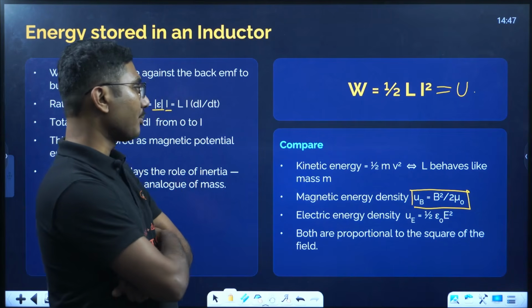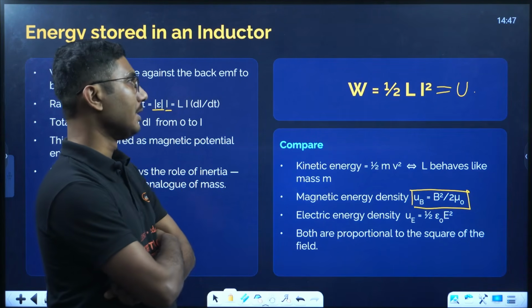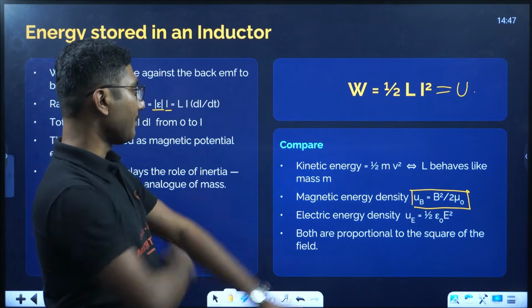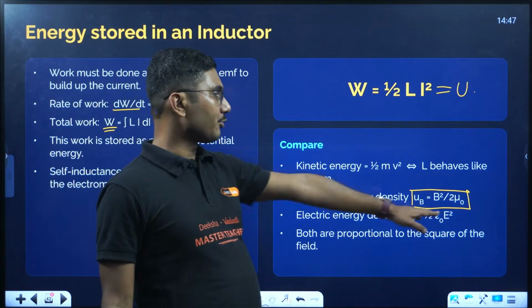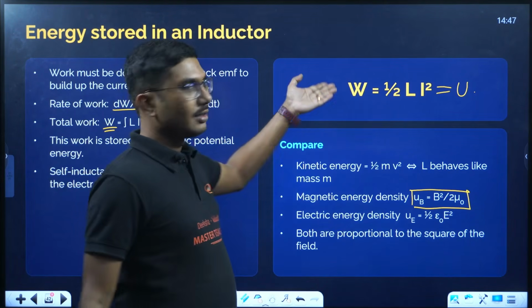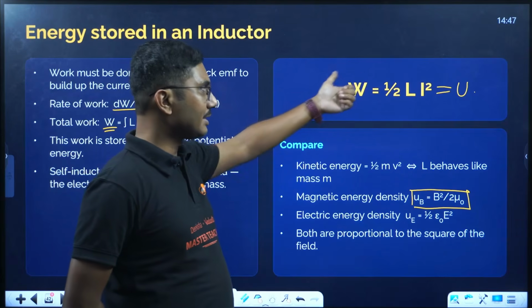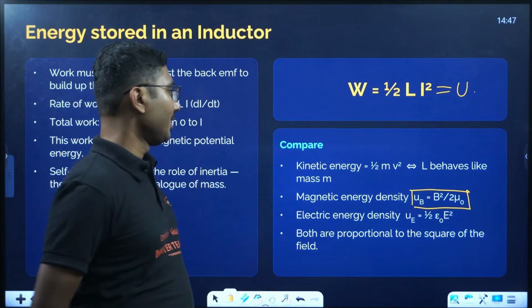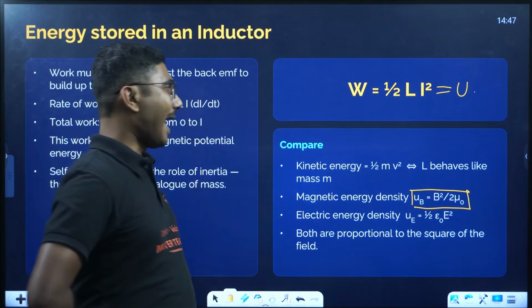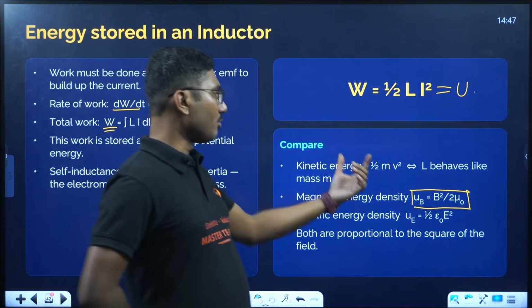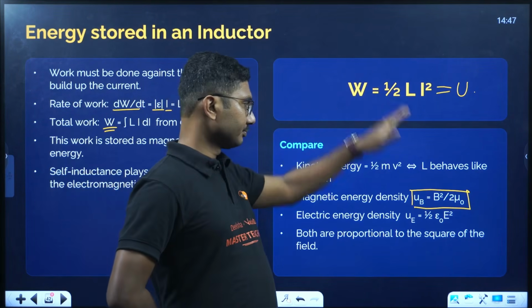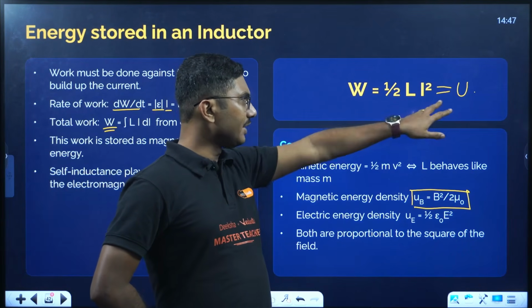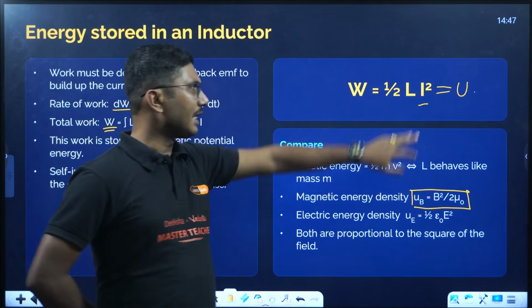Both are proportional to the square of the field. So magnetic energy is proportional to B square, electric energy is proportional to E square, and the magnetic energy stored in this case is proportional to I square, right? That is one interesting thing. And if you compare the same formula with kinetic energy, this is potential energy stored in an inductor, half mv square. v is velocity here, I is current.